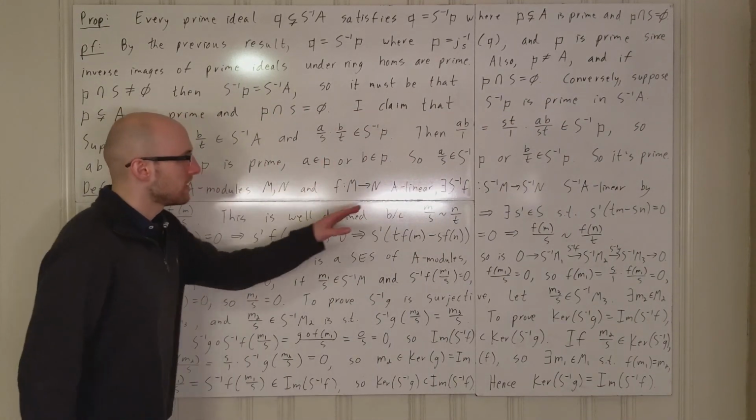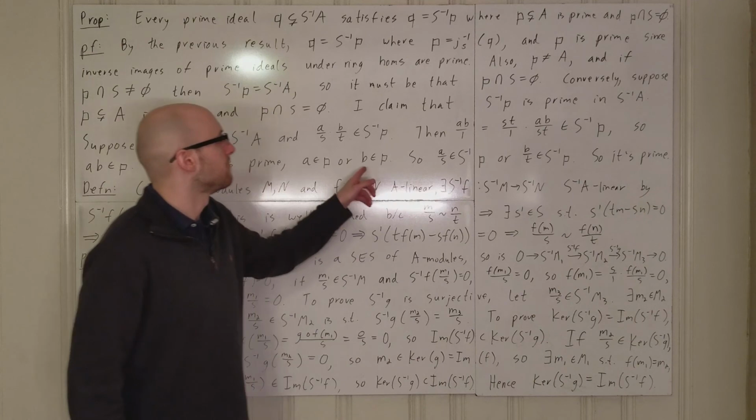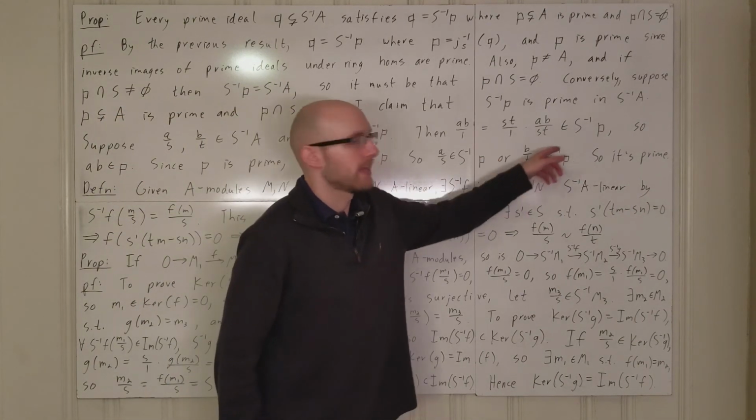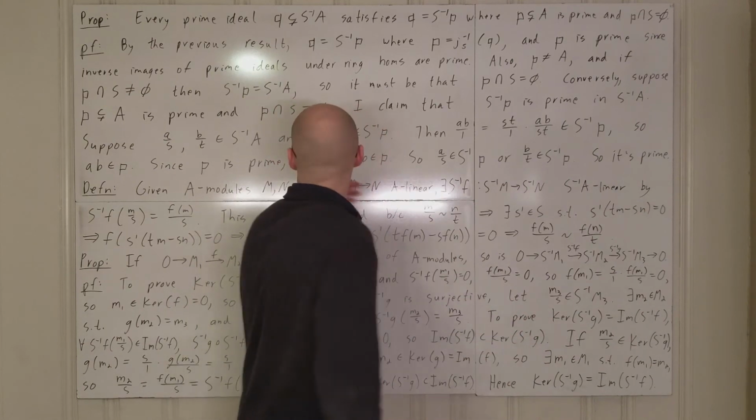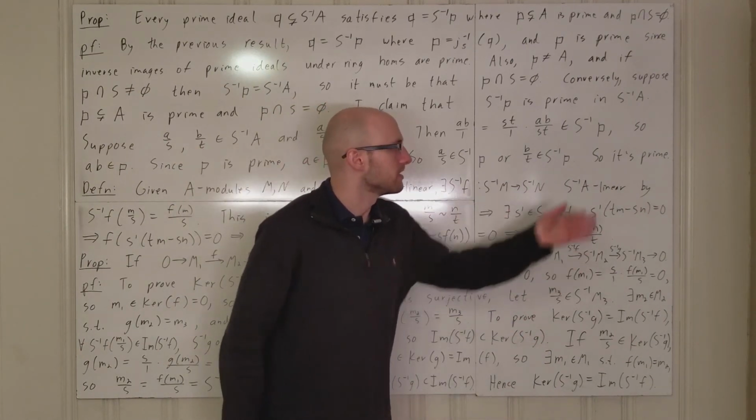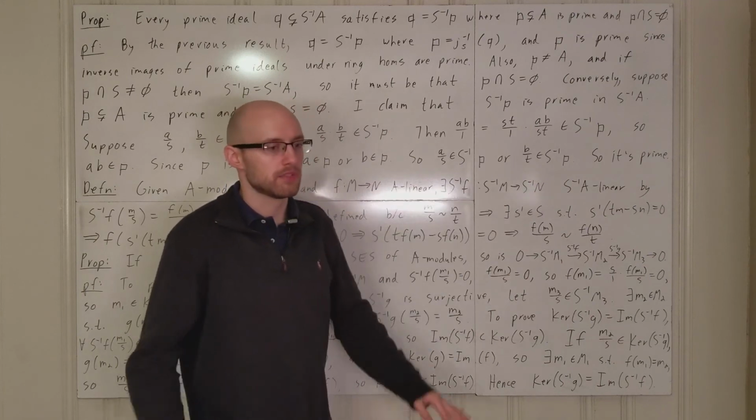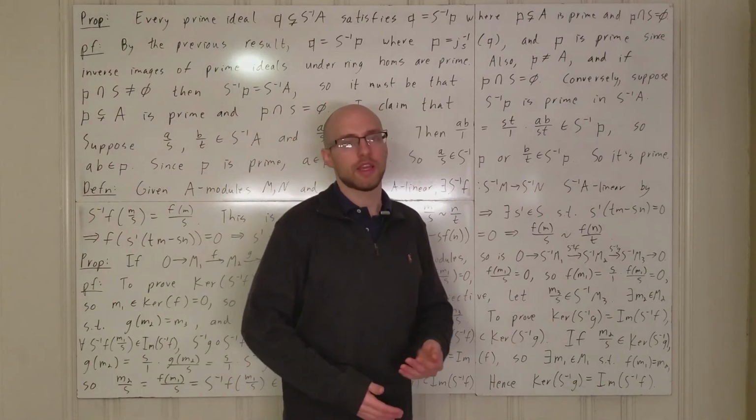And if A is in P, then A over S is in S inverse P. And if B is in P, then B over T is in S inverse P. So one of these two things is in S inverse P, and that's what we wanted to prove to confirm primeness. And so therefore S inverse P is prime in S inverse A, and that finishes up the proof.